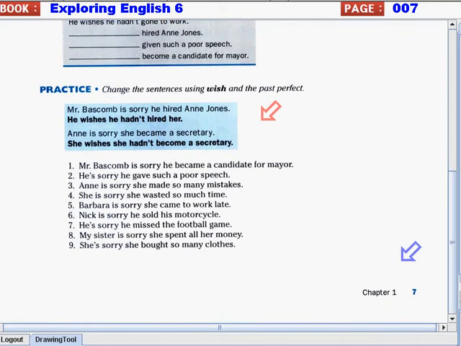Now I want you to answer this practice again. I want you to change the sentences using wish in the past perfect. To do that, you can pause this video for a while, then write your answers on a piece of paper.